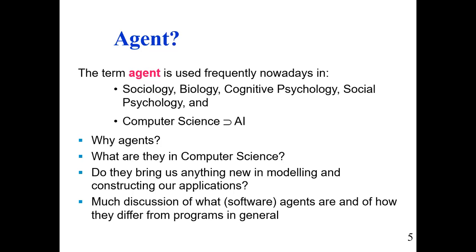So how about the agent that we talk about in computer science or artificial intelligence? Why agents, and what are they in computer science? Do they bring us anything new in modeling and constructing our application? There is much discussion of what software agents are and how they differ from programs in general.